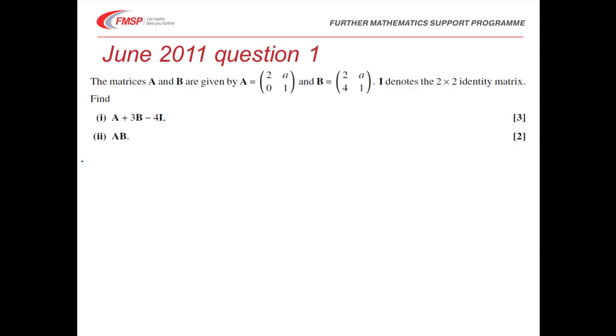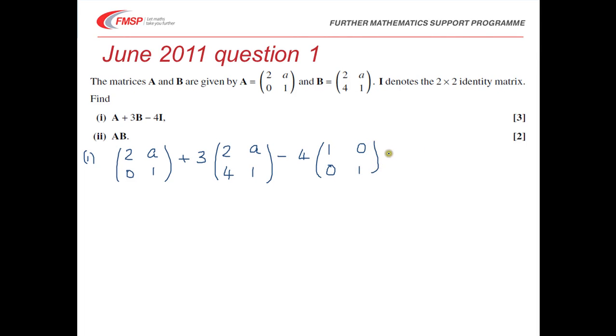So let's just check in part 1 what we're doing. So we have the matrix A, 2, a, 0, 1, and we're going to add on 3 lots of B, which is 2, a, 4, 1, and subtract from that 4 times the identity matrix. Now the identity matrix is the matrix 1, 0, 0, 1.